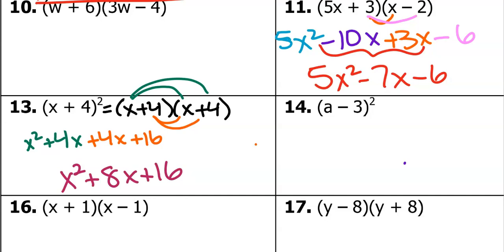This is a perfect square binomial, which gives me a perfect square trinomial. The same number added to give you the middle, which is 8, 4 and 4. Same number multiplied to give you the end. 4 and 4, 4 times 4 is 16. So this is special. Remember that when you get to algebra 2. That's special.